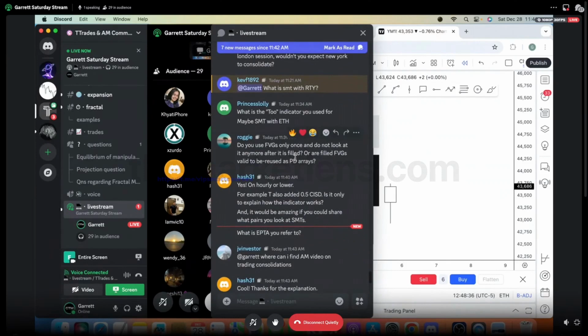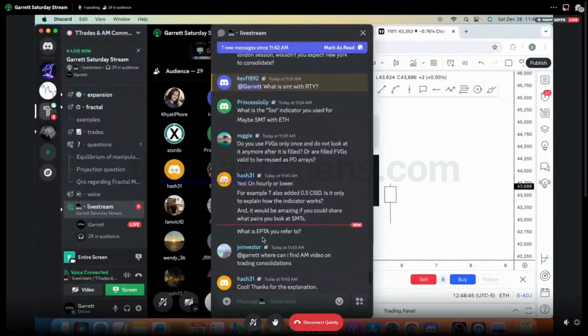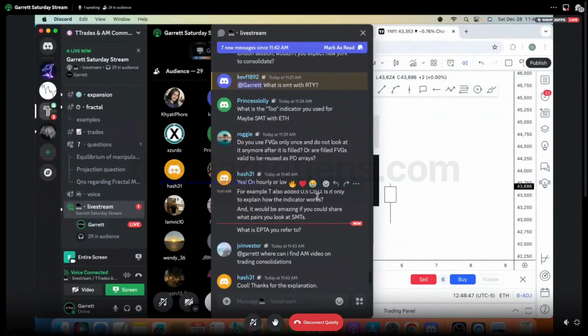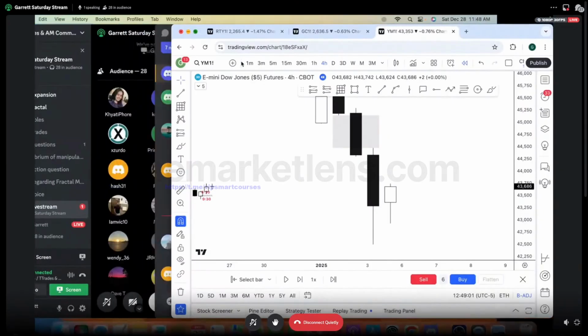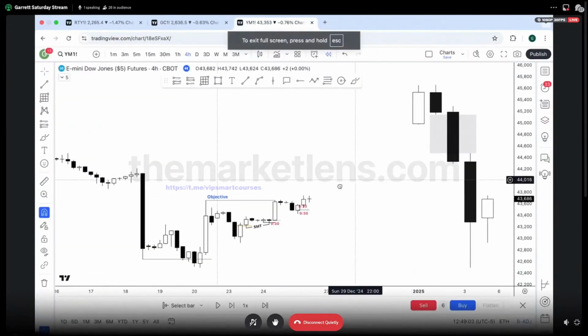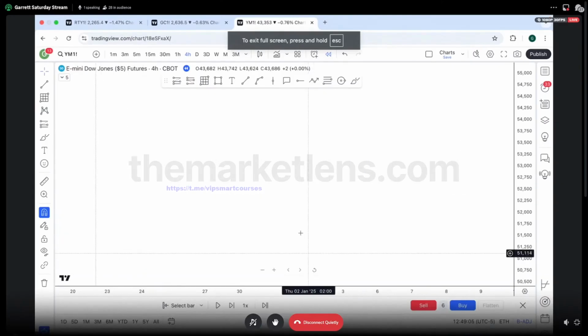Yes, on hourly look lower. For example, T also added 0.5 CSD. No, so like 0.5 CSD is what you want to see for higher time frame CSDs, as well as intermediate time frame CSDs to support price higher and lower. Like because in expansion, we don't want to see those get disrespected. So it's not really only for this indicator, but let's say there's a candle to closure.